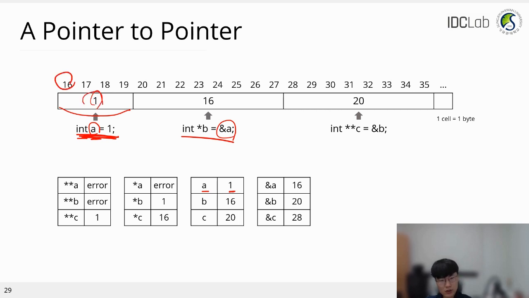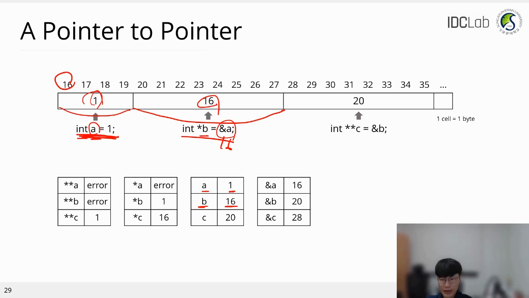So we assign 16 to a pointer variable b. And b is a pointer variable, so it takes up 8 bytes in the memory. So this long, 8 bytes. And it stores 16. And if we evaluate an expression b, then you will get 16, which is the value stored in the variable b.